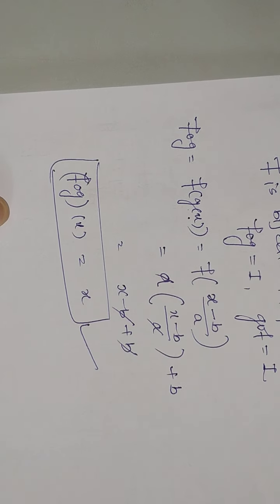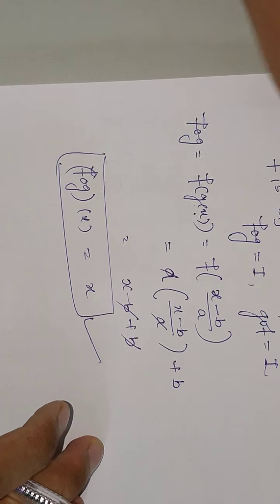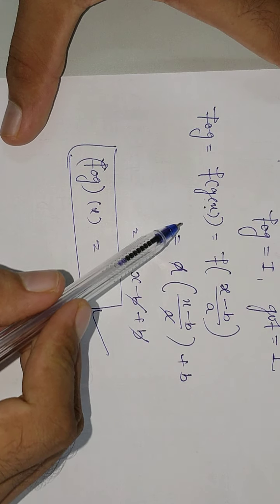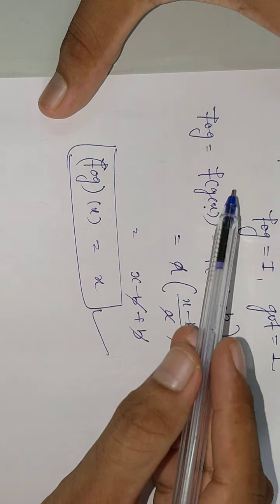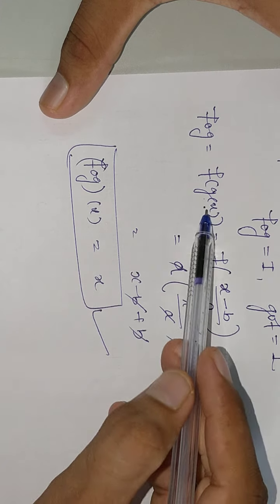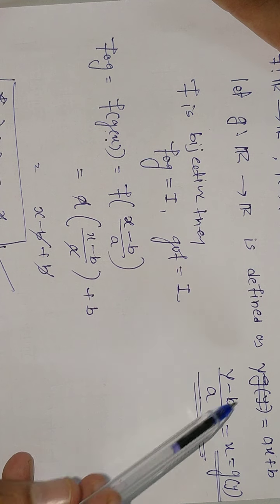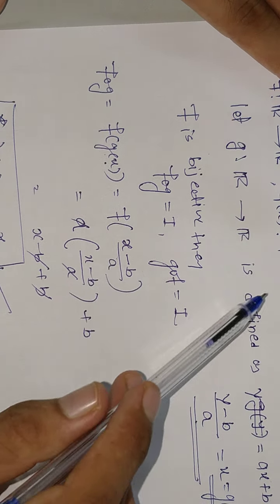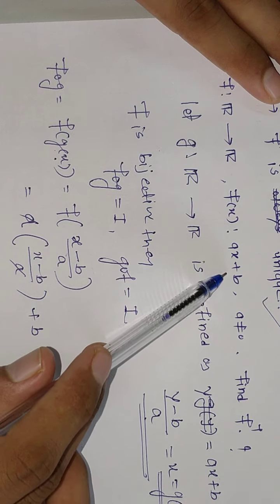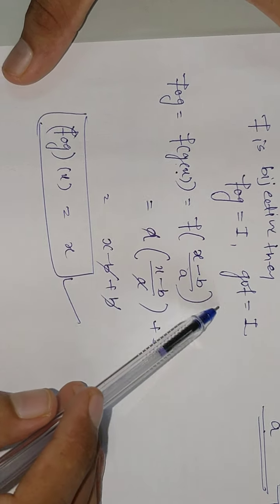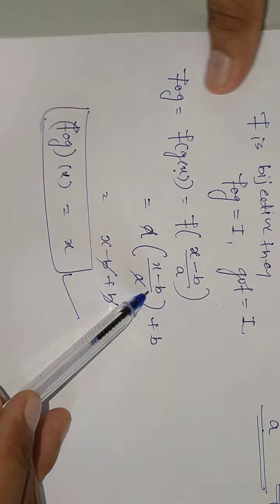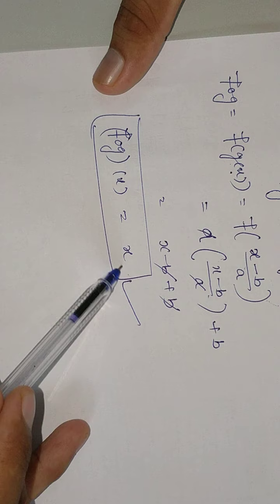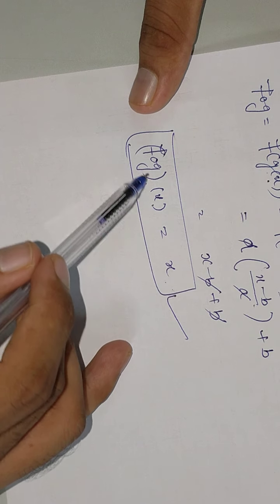Sorry, what I did is find f of g. So g of x, I just apply the definition. g of x is what? (y minus b) upon a. I replace y by x and put it over here as g of x. And f of x is given as ax plus b. So wherever I find x, I replace it with (x minus b) upon a. The a cancels, the b's cancel, and I get x. So f of g of x is x.